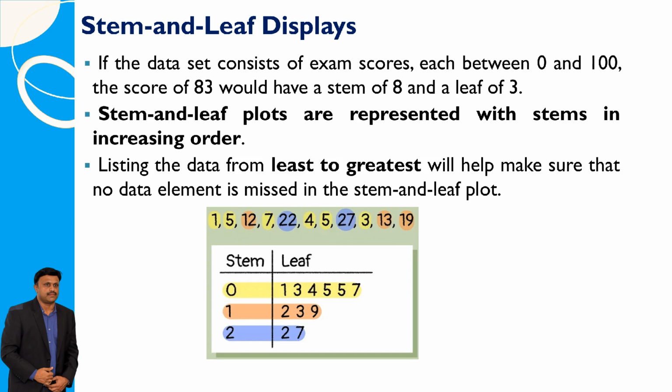In a stem and leaf plot for a data set of exam scores ranging from 0 to 100, each score is divided into a stem and a leaf. For example, a score of 83 would have a stem of 8 and a leaf of 3. The stems are arranged in increasing order, and listing the data from least to greatest ensures that every data element is included accurately in the plot.